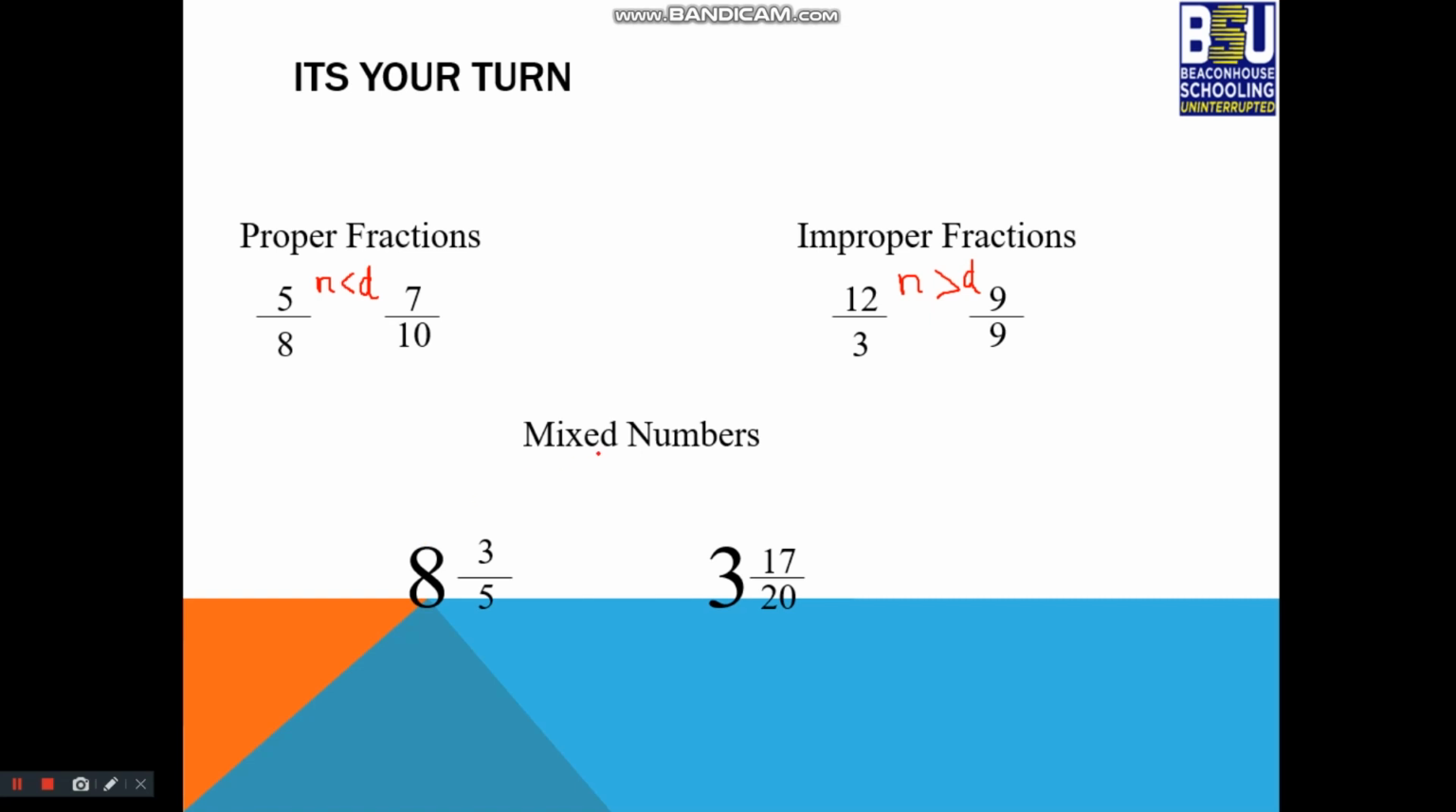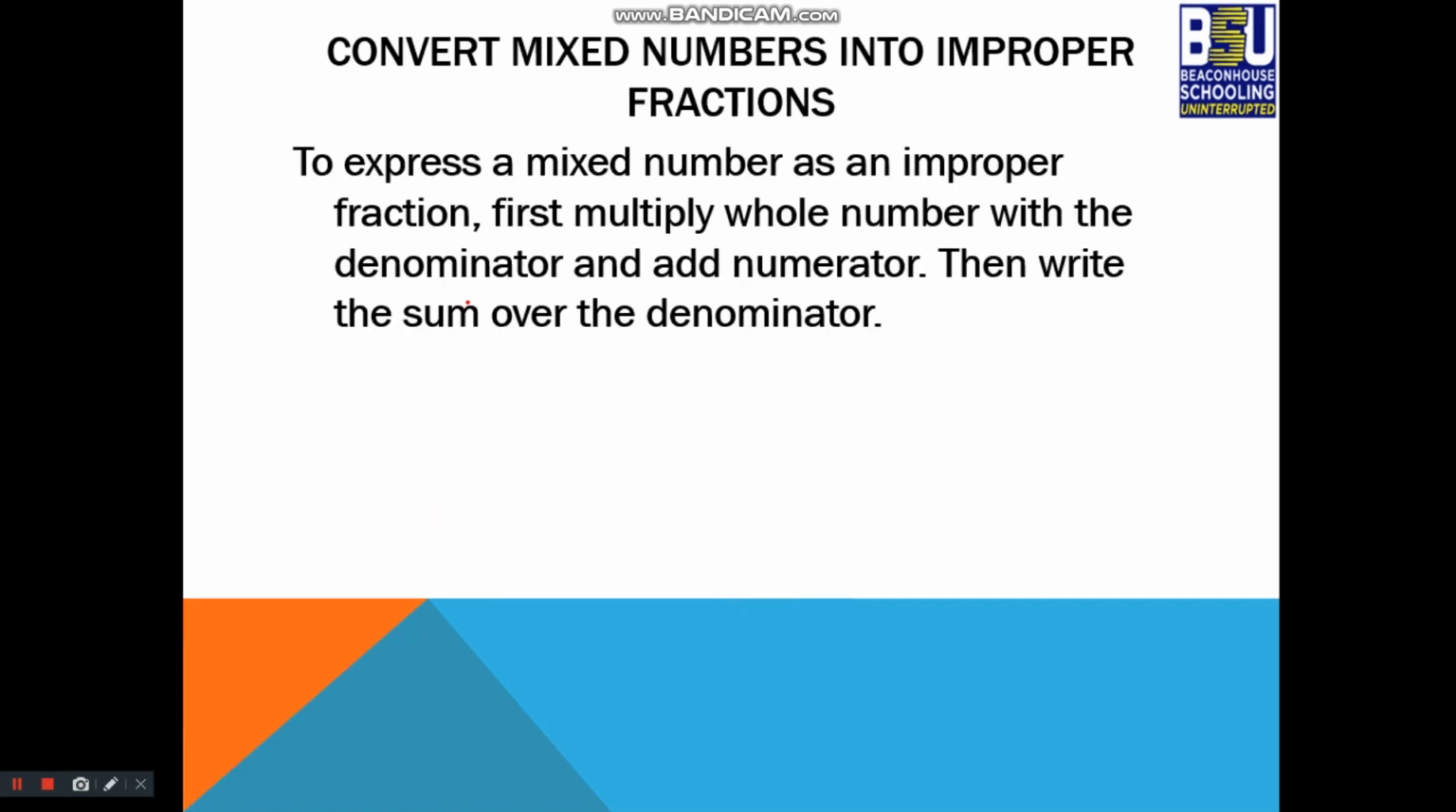Mixed number, as I already explained, contains a whole number and a fractional part. Now I am going to explain how to convert mixed numbers into improper fractions. To express a mixed number as an improper fraction, first multiply the whole number with the denominator and then add the numerator. Then write the sum over the denominator.